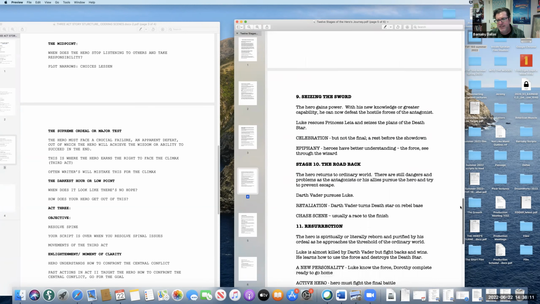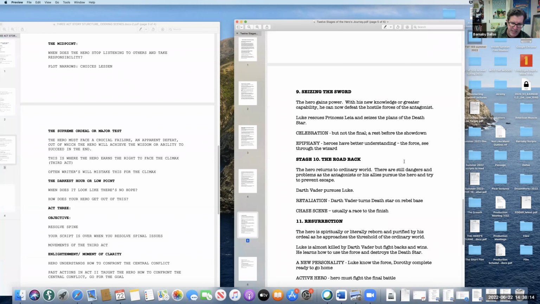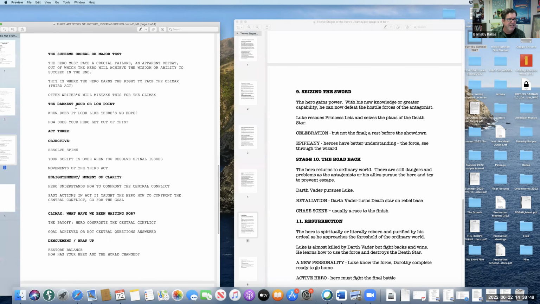And then in the next stage, getting out of the second act, but really the hero's journey is very specific. The hero gains power, right? Seizing the sword. The hero gains power with this new power. Now, not in all stories is there always the epiphany, the better understanding, but they gain power. We see the understanding of the force, right? We have the plans for the Death Star. There's a celebration, there's an uptick, right? So we've left this darkest hour, this low point. We're out of the trash compactor, we've made it out, right?